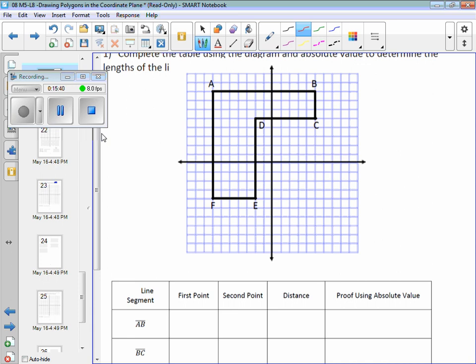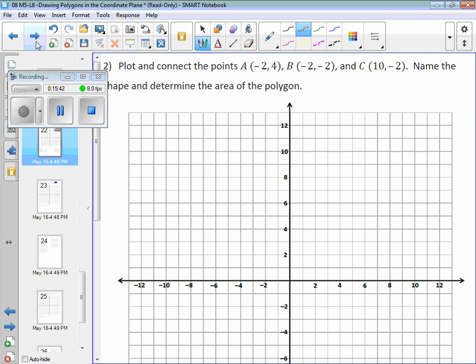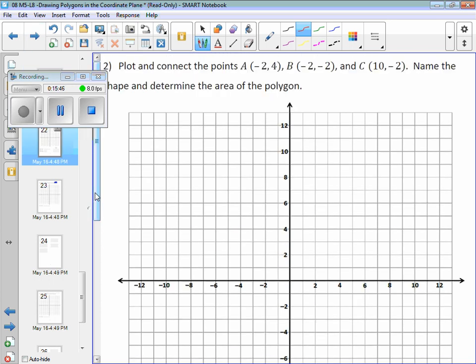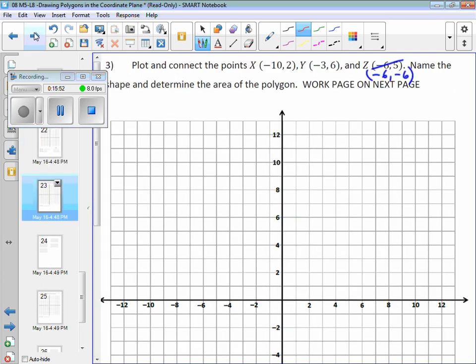Wait, don't go anywhere. Question number 2 is very doable. It makes a right triangle. And then question 3 is like what you just did, where you have to compose in order to find the area of the triangle. Okay? And that's all I got for you.